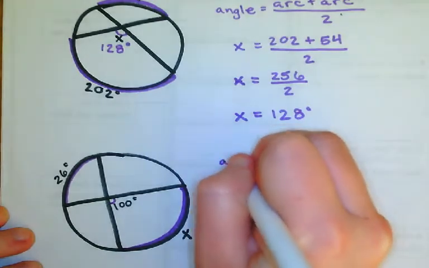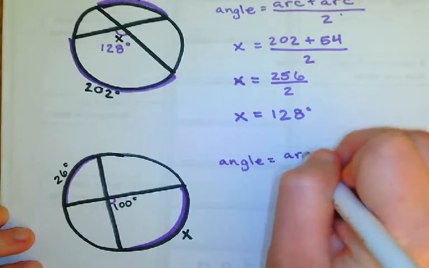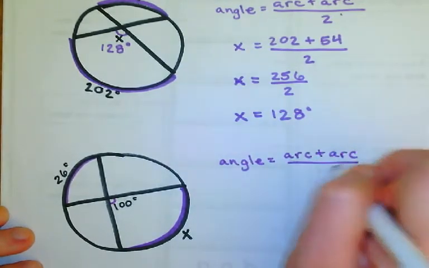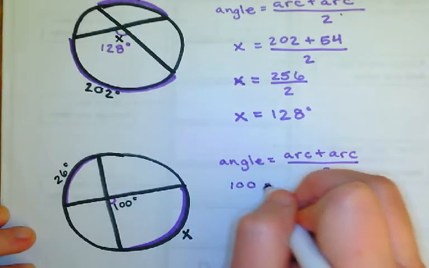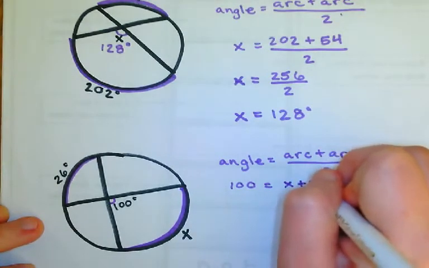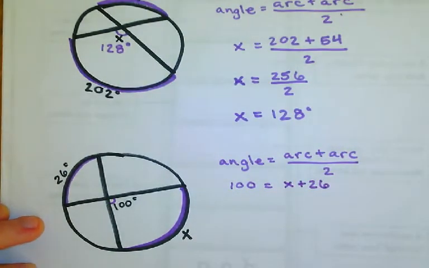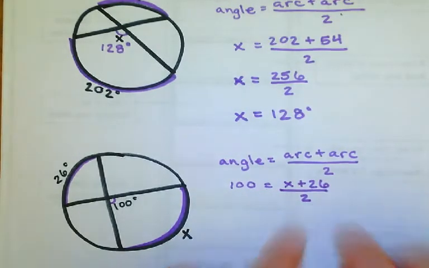If we use the same formula, your angle is inside your circle, so we're using this formula. Arc plus arc divided by 2. What's our angle? 100. What's one of our arcs? X. What's another arc? 26. X plus 26. You could also say 26 plus x, that's the same thing, and then divided by 2. Now, I want to get x by itself. To do that, I need to get rid of this fraction. How do I get rid of that 2? We are going to multiply by 2 on both sides.